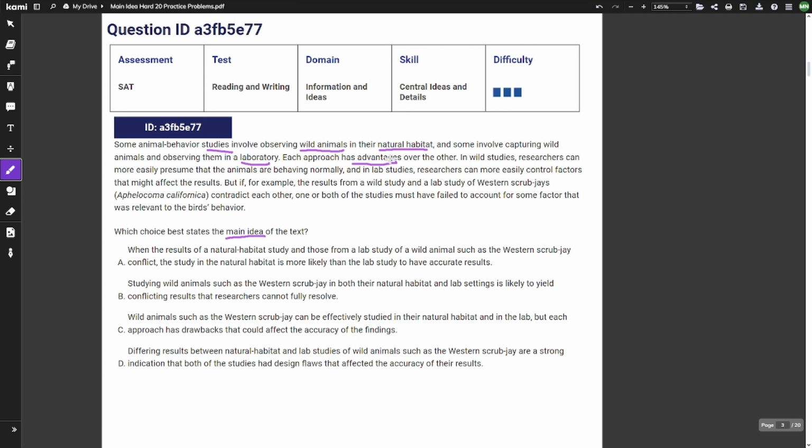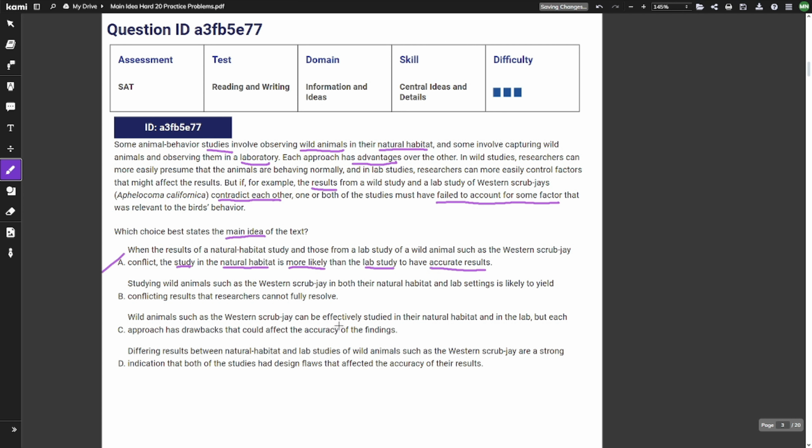Now let's look at our answer choices and see what would match. Here, it says that the study in the natural habitat is more likely than the lab study to have accurate results. So here A says that the natural habitat is better than the lab study. But in the text, it never says that. The text only says that both of them have their advantages and disadvantages. It never directly says that one is better than the other. So it's not going to be A.